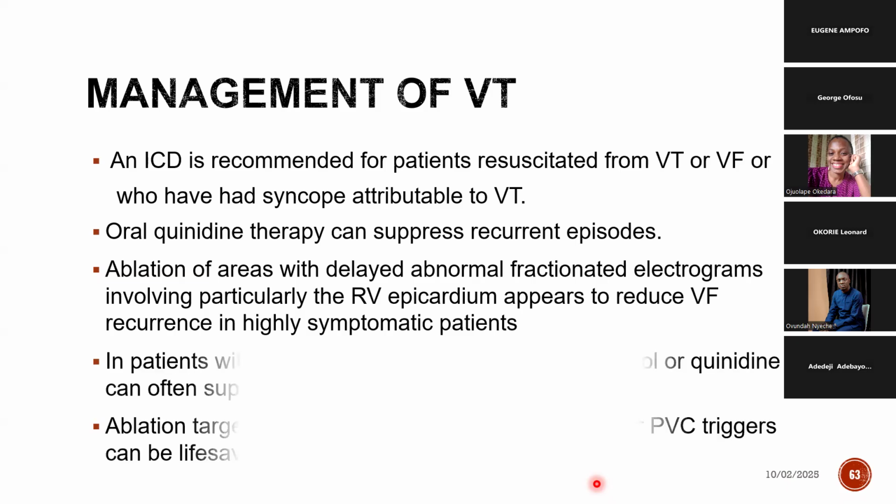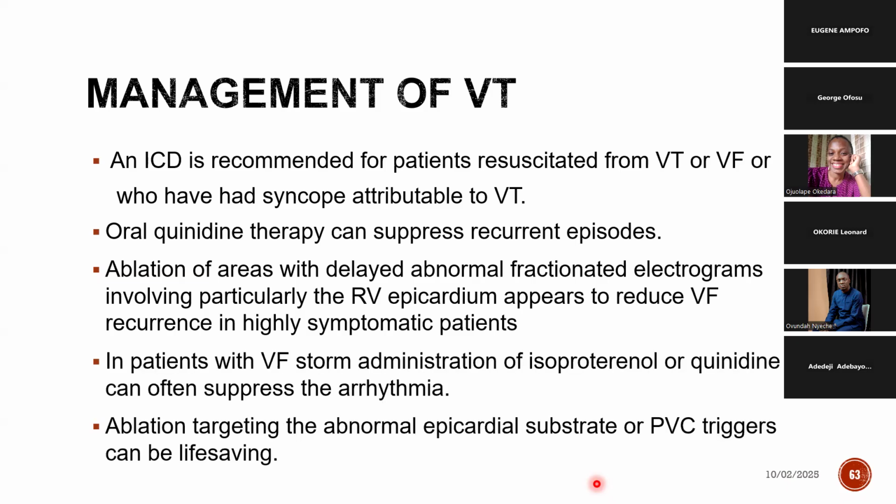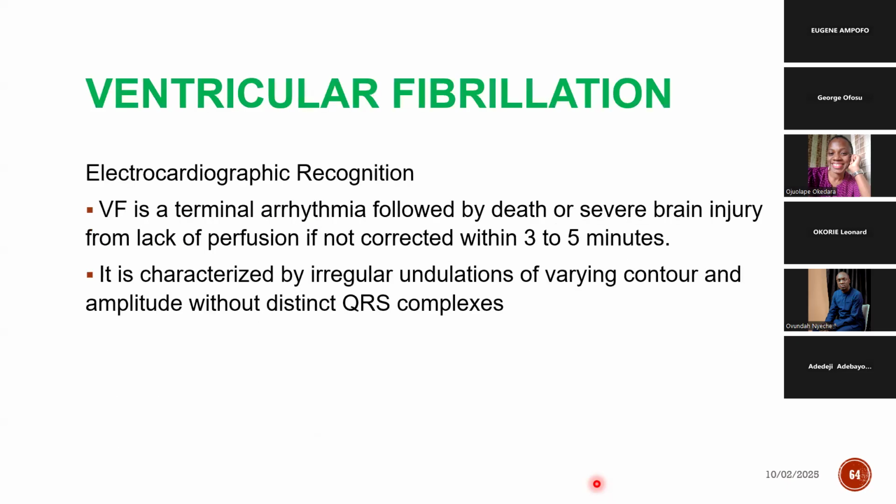in highly symptomatic patients. And again, in patients with ventricular fibrillation storm, administration of isoproterenol or quinidine can often suppress the arrhythmia. And ablation that targets the abnormal epicardial substrate or PVC triggers should be considered, as this can be life-saving. So next we look at ventricular fibrillation.